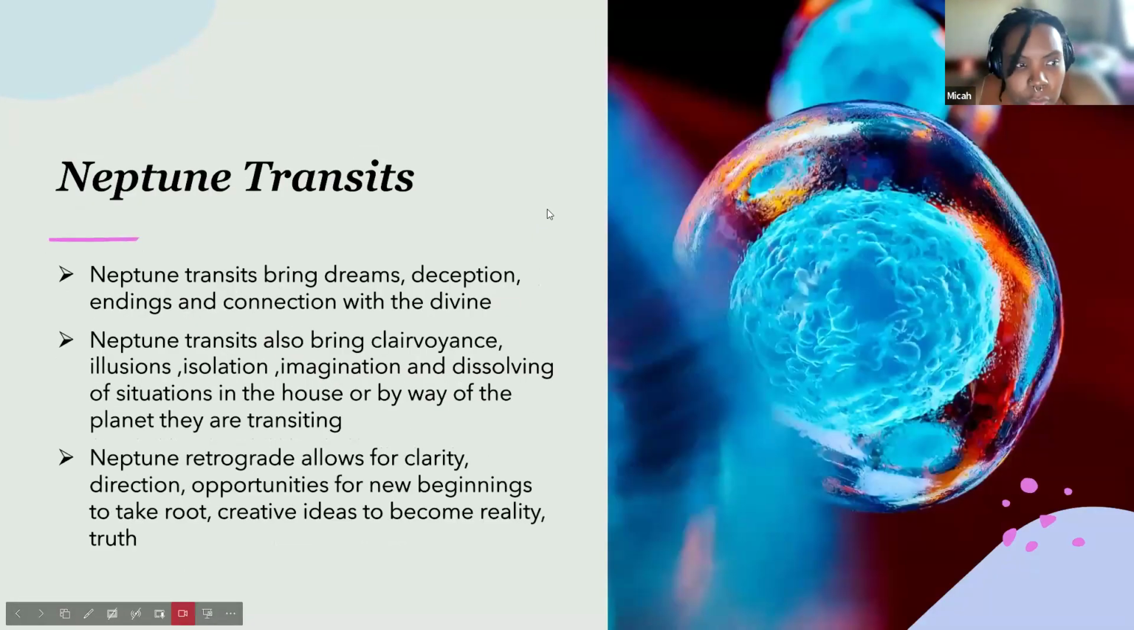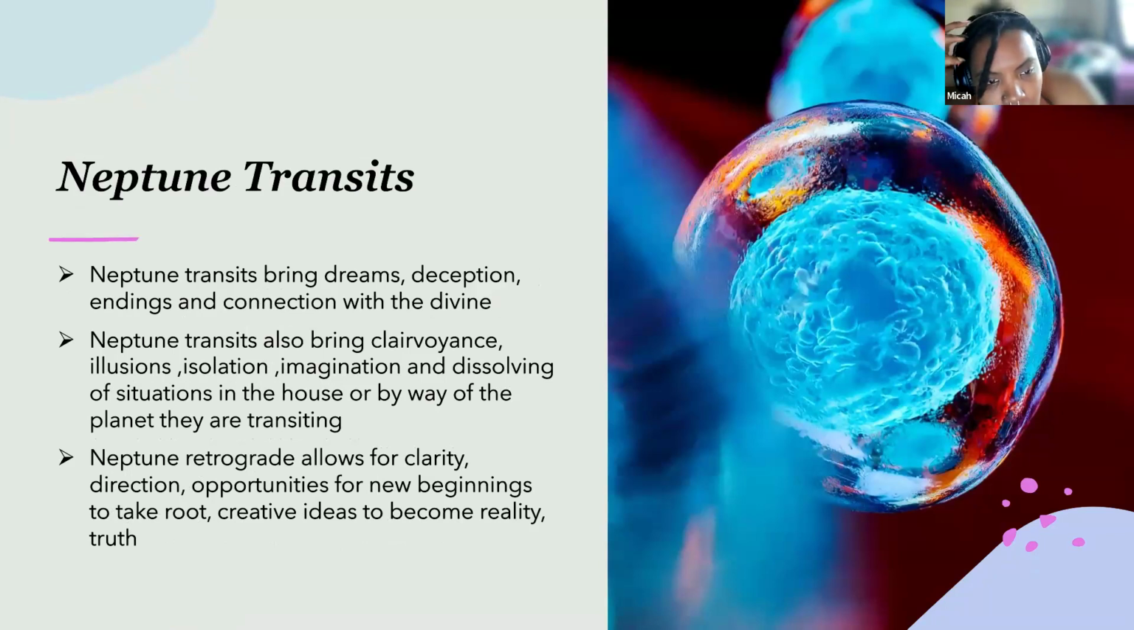Okay. Neptune. Neptune transits bring dreams, deception, endings, connection with the divine. Neptune transits also bring clairvoyance, illusions, not illustrations, but also illustrations, because it can be art and drawing. Isolation, imagination, and dissolving of situations in the house or by way of the planet they are transiting. Neptune retrograde allows for clarity, direction, opportunities for new beginnings to take root, creative ideas to become reality, as well as truth to shine through.